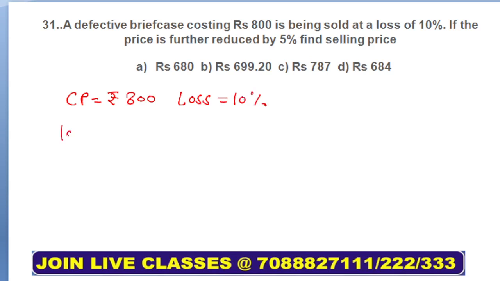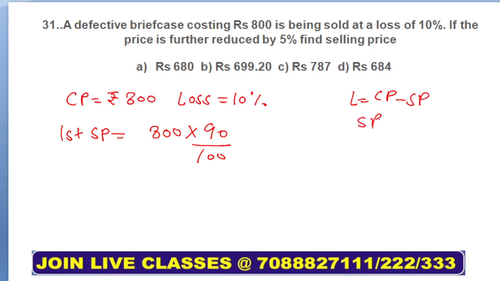So first SP kitna hoga? First SP aapka kitna hoga? 800, 10% ka loss hai. That means 90/100. What is loss? Loss is CP minus SP. So SP becomes CP minus loss. CP was 100%, loss is 10%, so 90/100 remains. Cancel it out. 720 will be your SP.